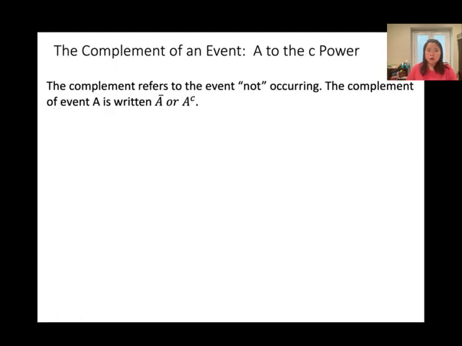The complement of an event A. I want you guys to highlight this part here. The complement refers to the event not occurring. The complement of the event A is written with an A bar, or you could write a little c in the right-hand corner. Some books use this notation for the complement, some books use A to the C power as the notation for the complement.